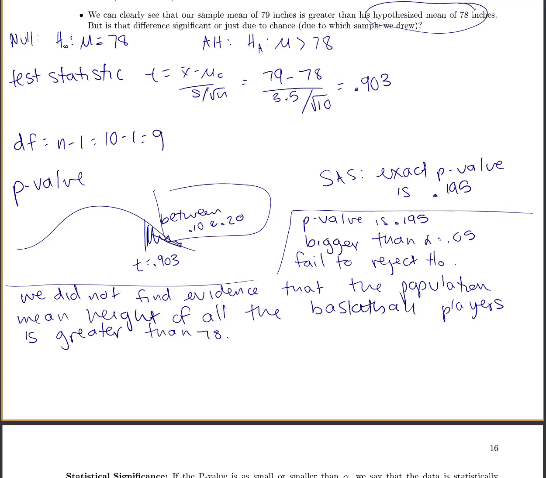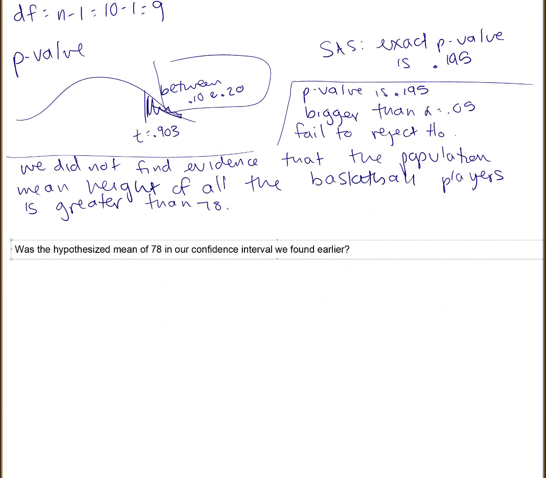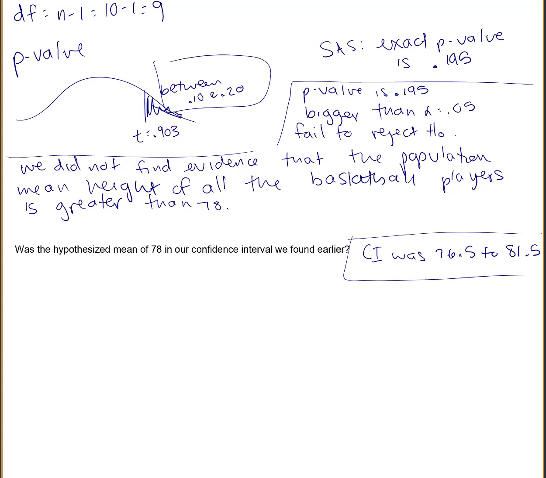Now this next little part, I didn't include it in the notes, so you might want to flip the page or see if you can squeeze it in. So we might want to ask, was our hypothesized mean of 78 in the confidence interval we found earlier? So previously, in the other video, we found a confidence interval of 76.5 to 81.5. So that's what we thought was a plausible region for our population mean height.